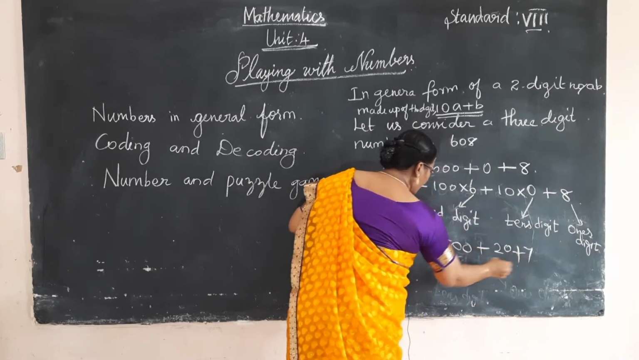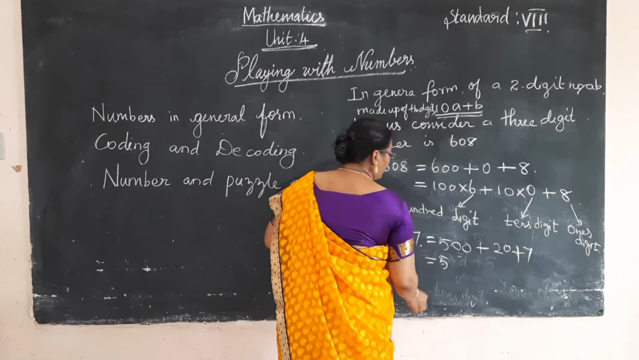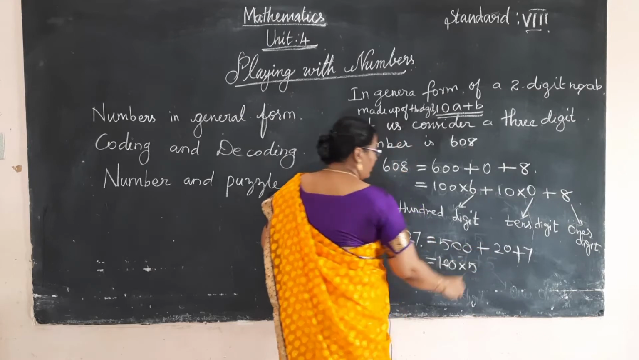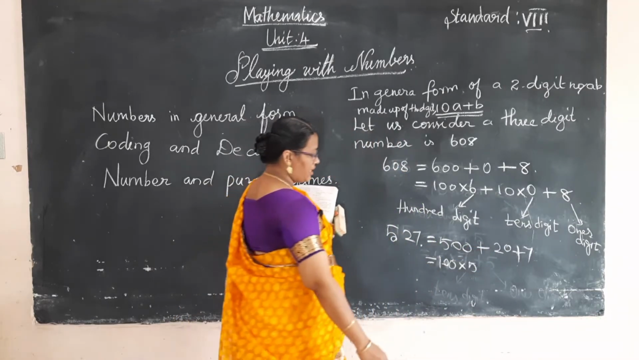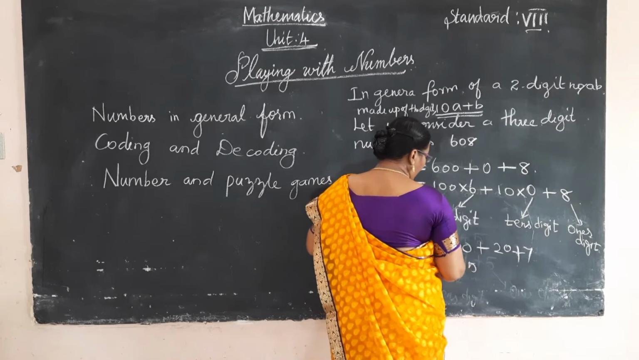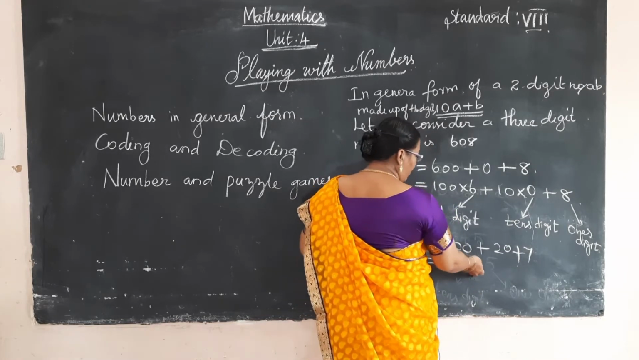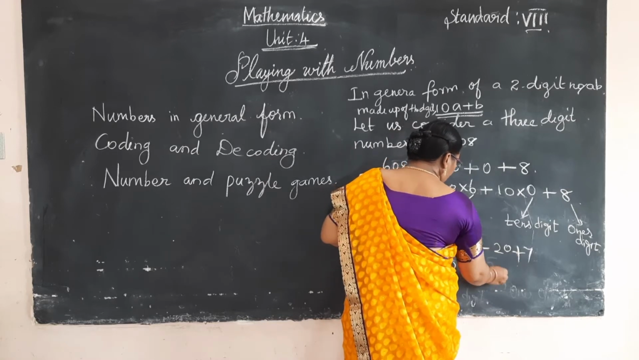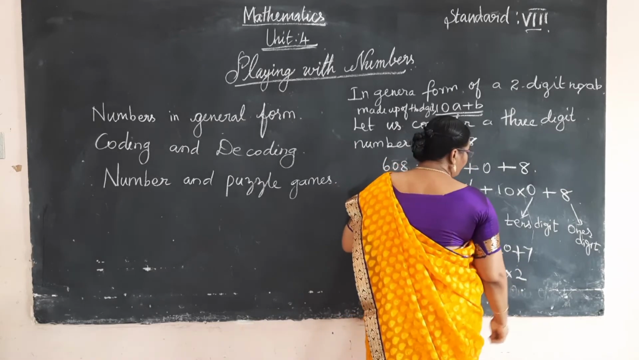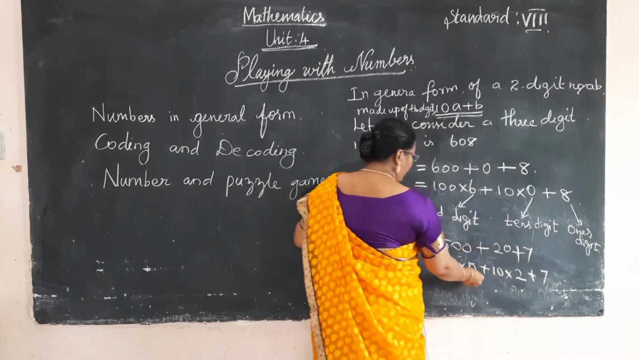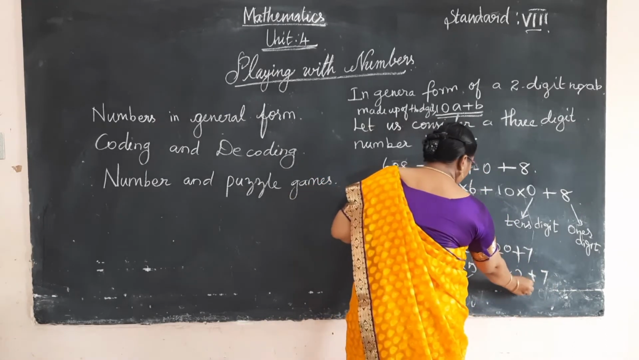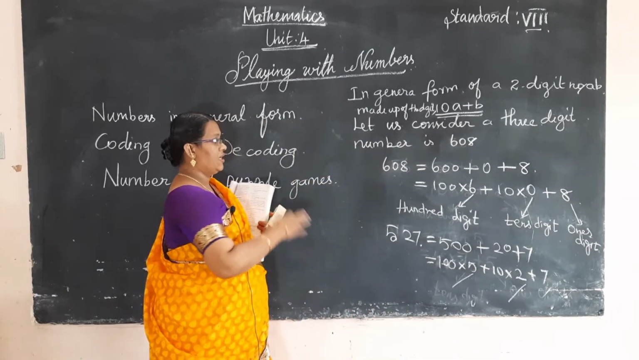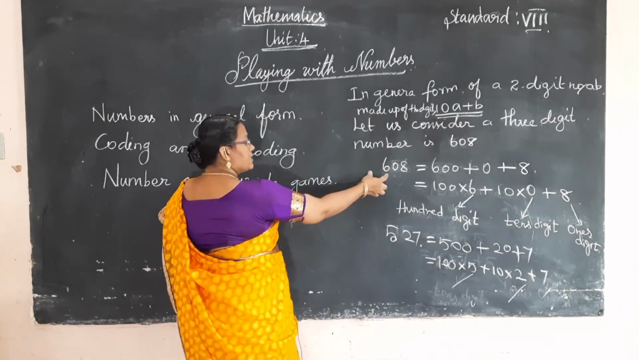Okay. So 500 can be written as 100 times, how many times? 5 times. 100 into 5. And then how many tens? 2 tens. So 10 into 2 plus how many ones? Here 5 is the hundreds digit, 2 the tens digit, 7 the ones digit. This is called the expanded form.